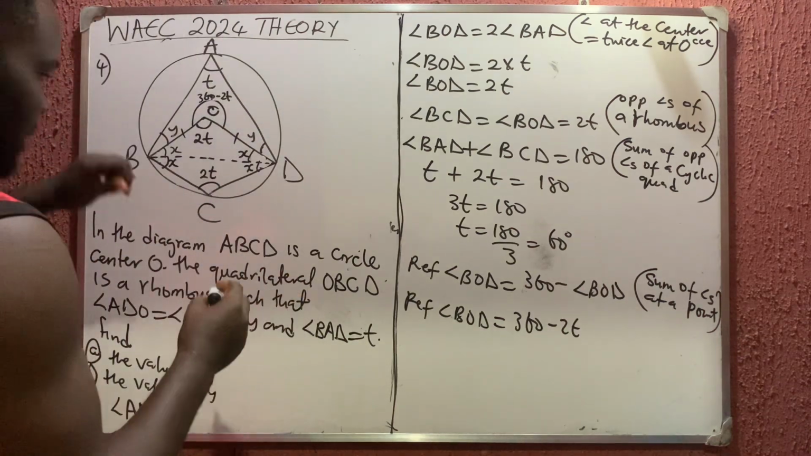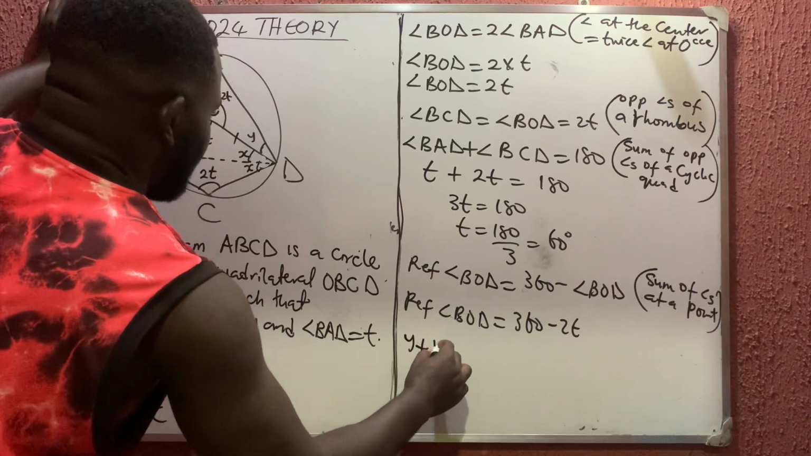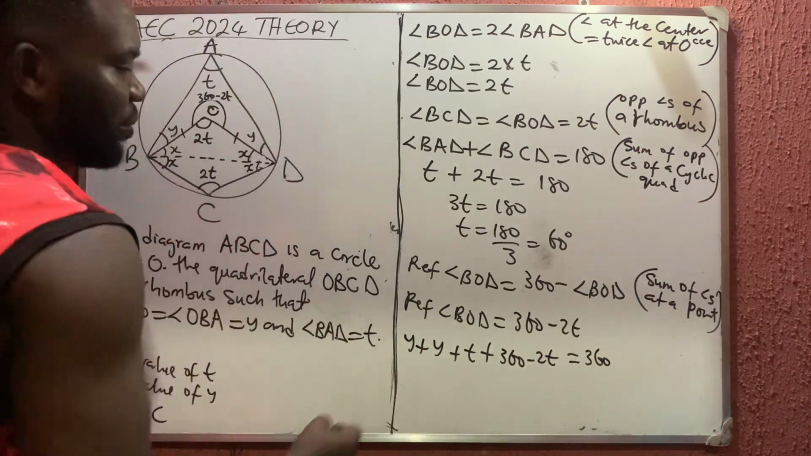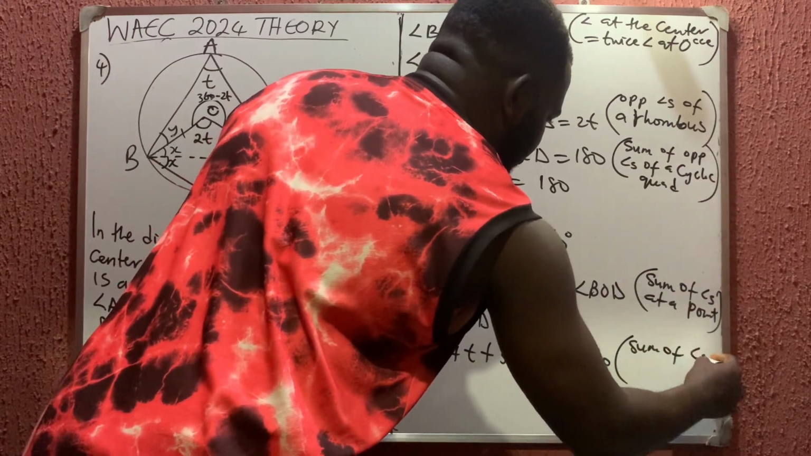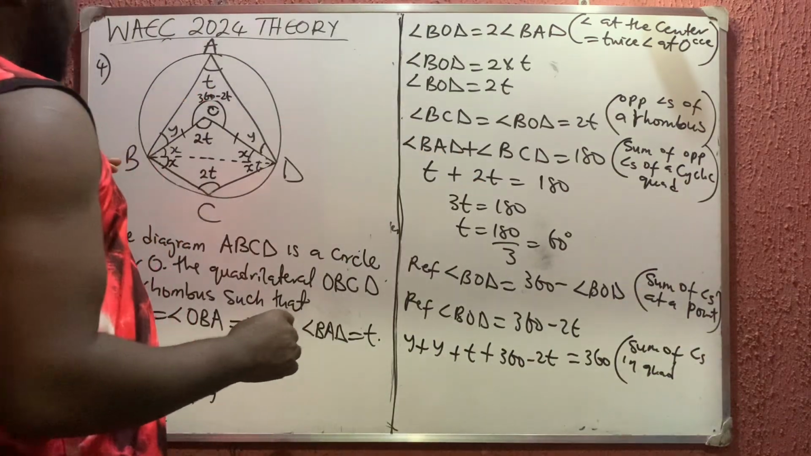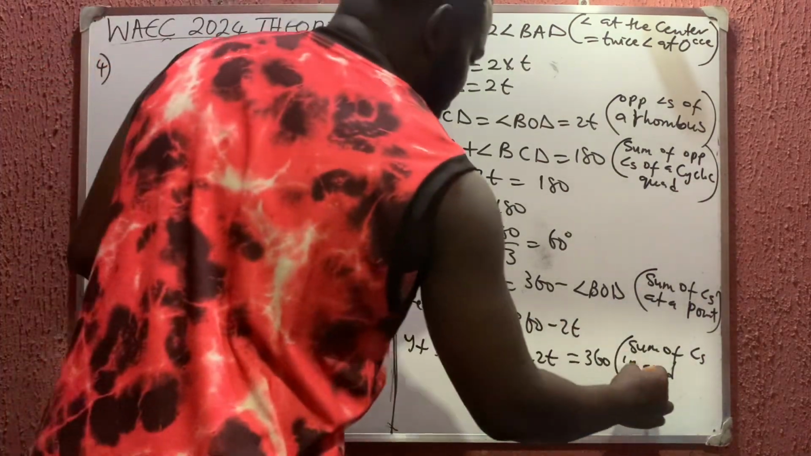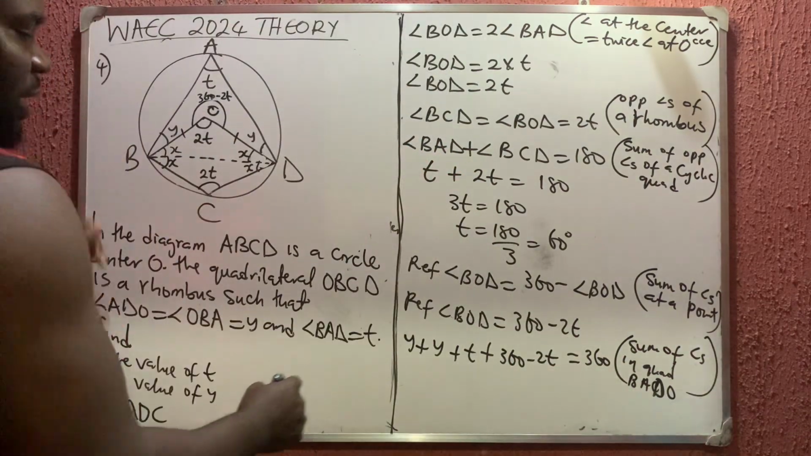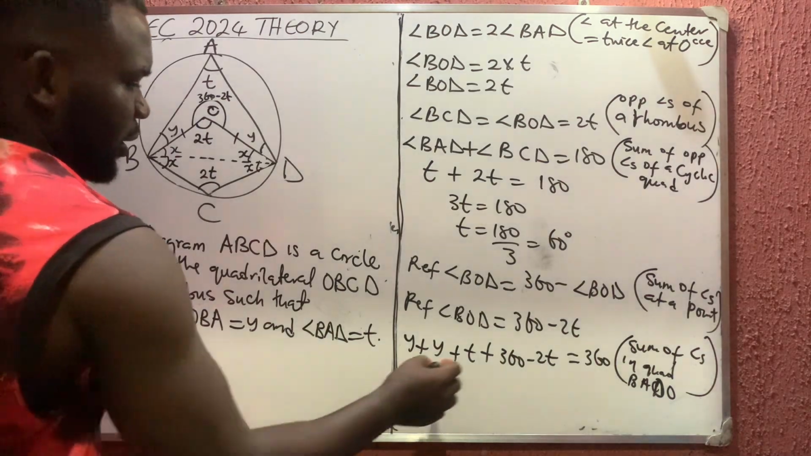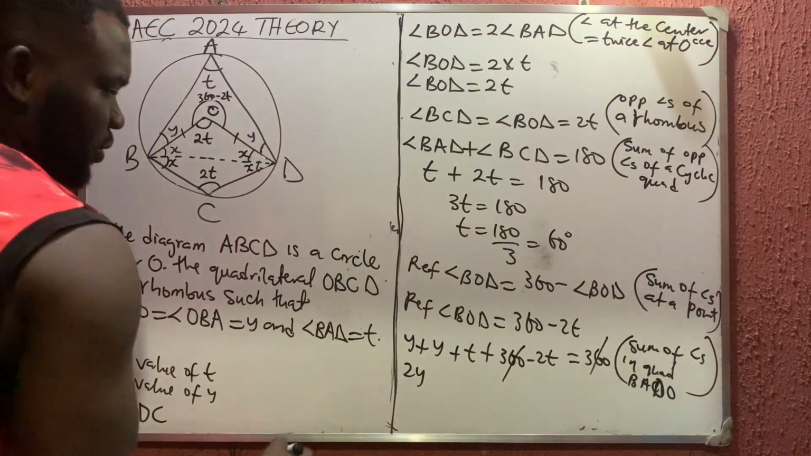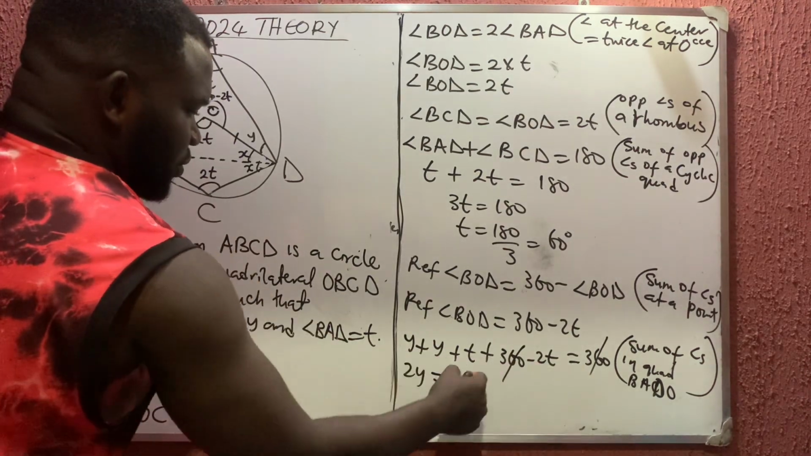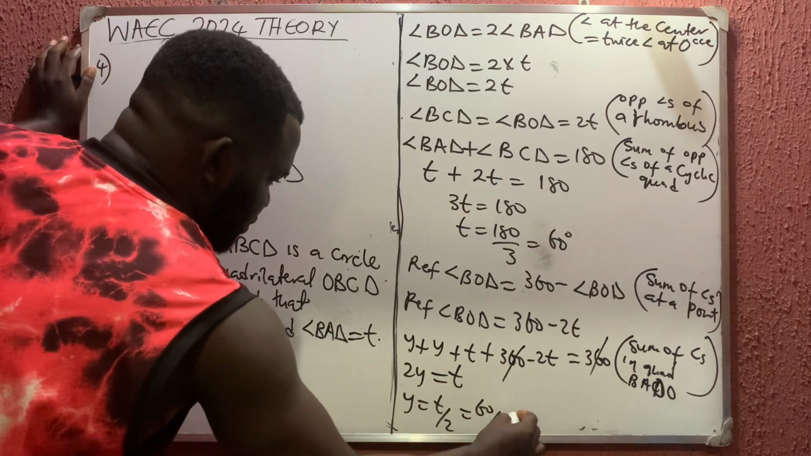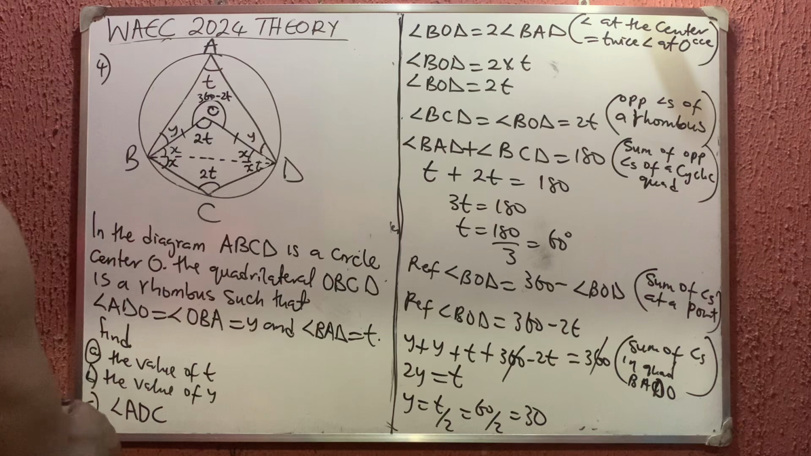So let's have that y plus another y plus t plus 360 minus 2t is equal to 360. My reason here is sum of angles in quadrilateral BADO. So we're going to have this plus this to give us 2y. Now 360 is taking care of 360, obviously. So 2y is equal to this minus this to give you t. So 2y is equal to t. Therefore, y is equal to t divided by 2, which is 60 divided by 2, which is 30. So we have gotten our y to be 30.